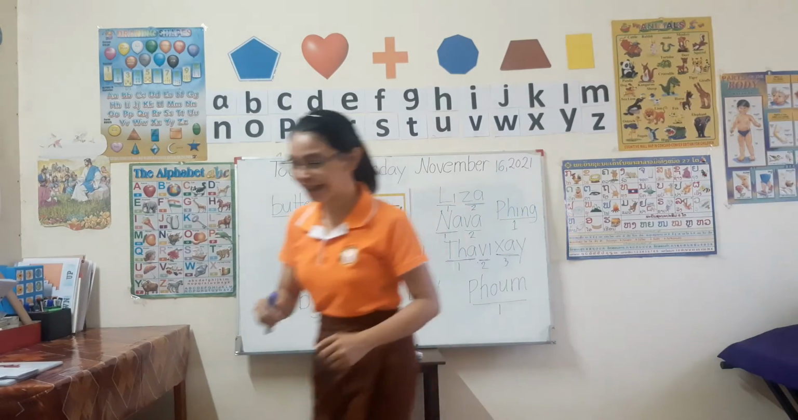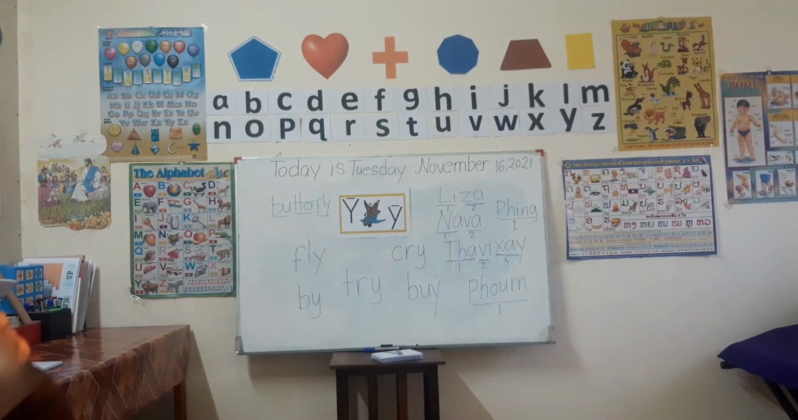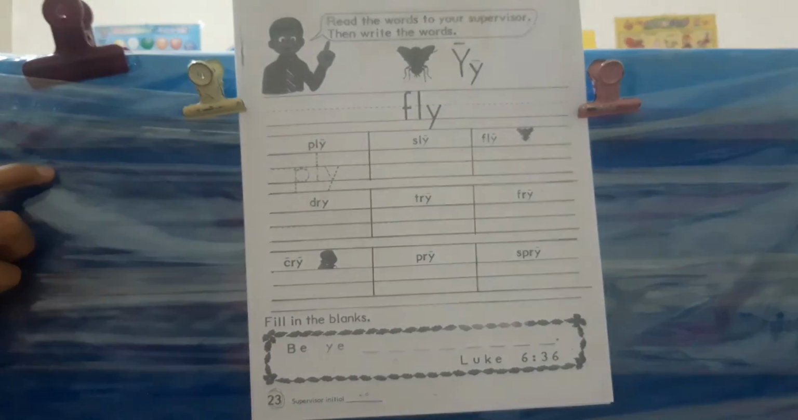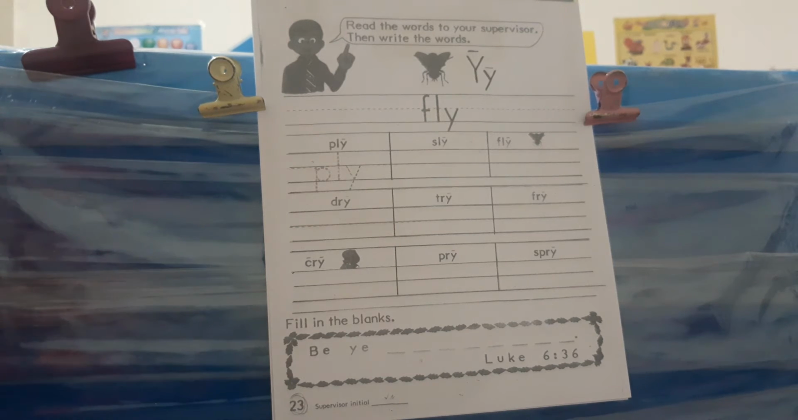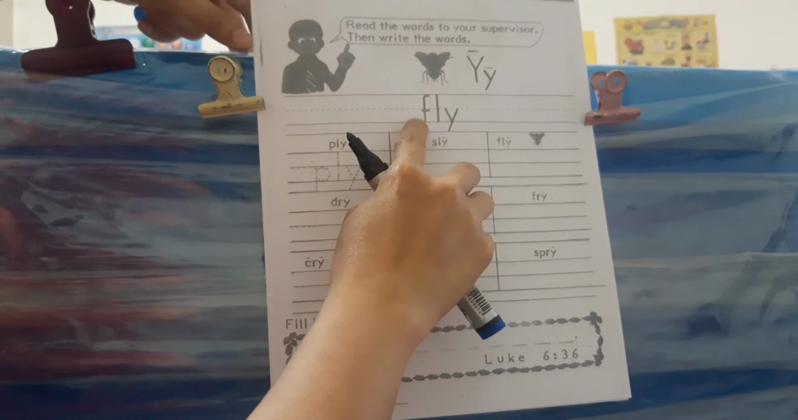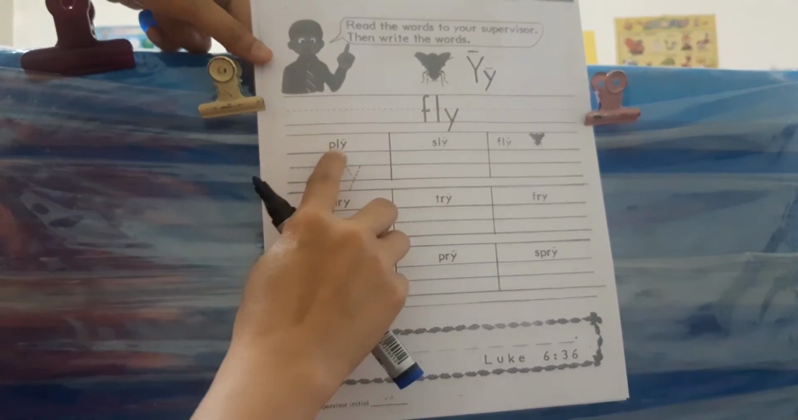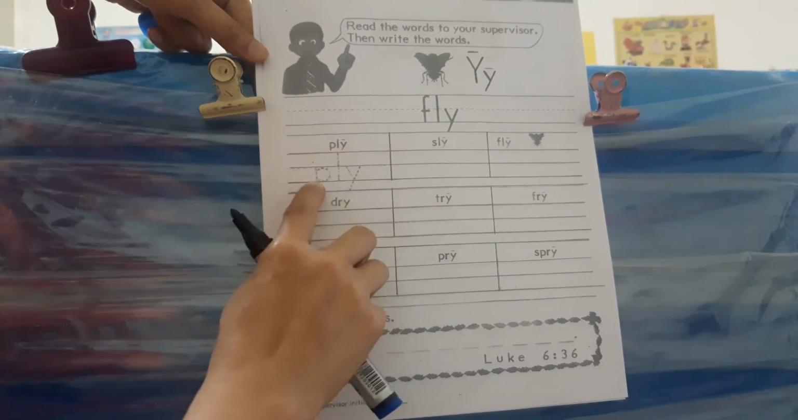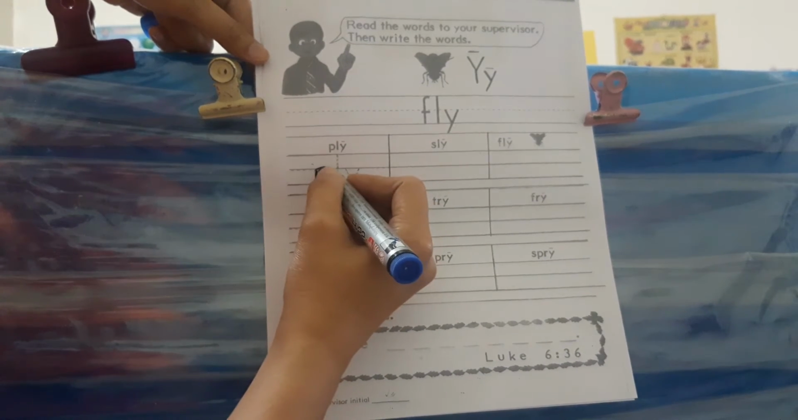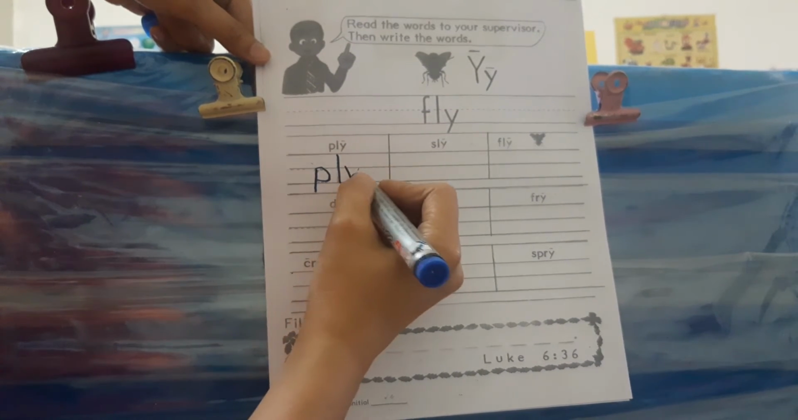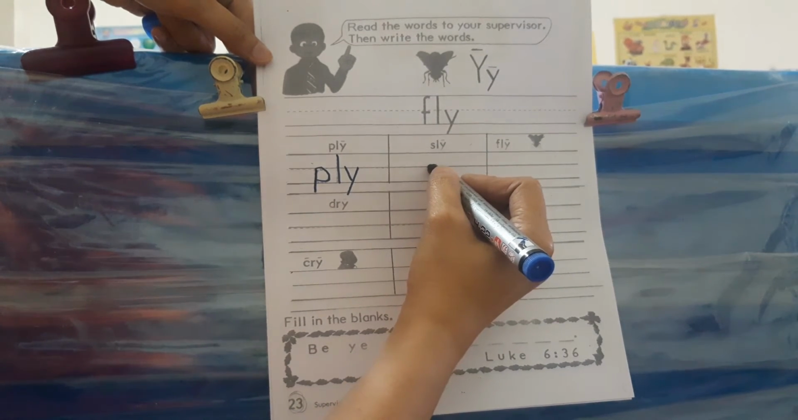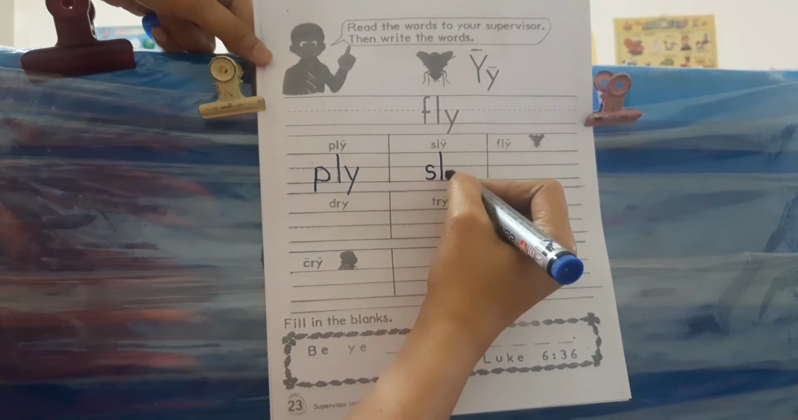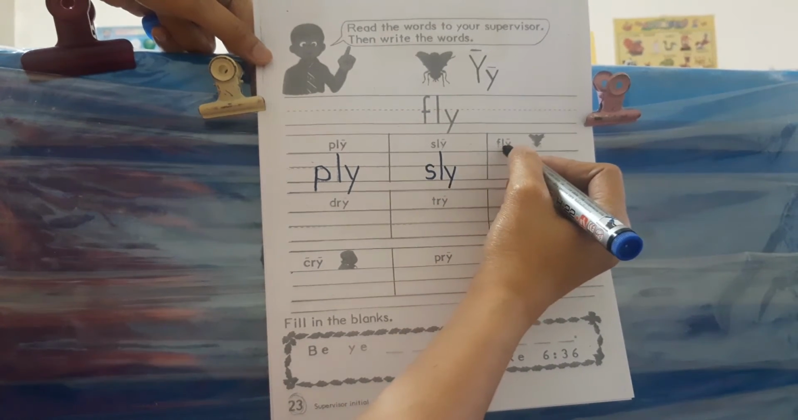So children, let's get your activity and let's try to write and read with your mom or your daddy. Can you see my paper? Let's try to read: fly, fly, fly, fly. Let's write. Sly, sly. Fly.